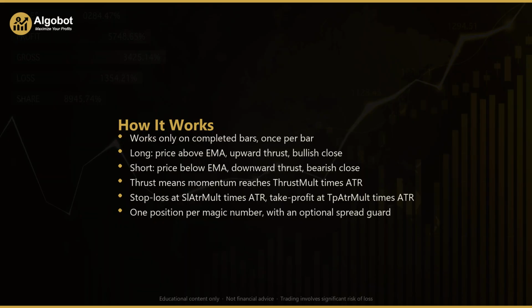Now, risk management. Every position is protected the moment it opens. For a buy, the stop loss is placed below the entry at a distance of SlAtrMult multiple times ATR, 2 times ATR by default, and the take profit is placed above the entry at TpAtrMult multiple times ATR, which defaults to 3 times ATR. For a sell, those distances simply flip to the other side. Because the take profit distance is larger than the stop distance, the default setup aims for a reward that is greater than the risk on each trade.